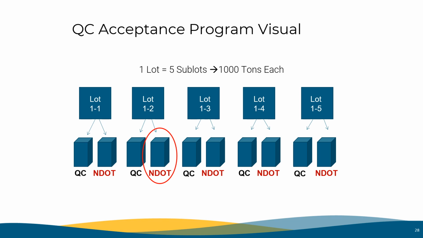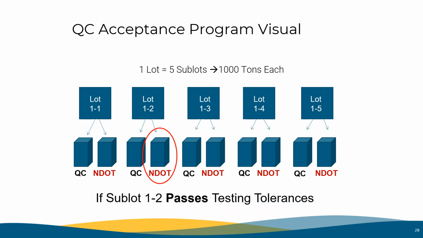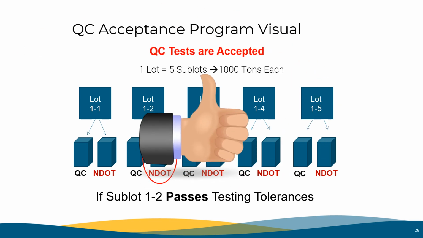Now the NDOT split sample 1-2 is submitted to the NDOT lab for verification testing. If the NDOT QA test results correlate with the contractor QC results, then the entire 5,000-ton lot QC test results are accepted, and their results will be used for calculating pay factors for the entire 5,000-ton lot, and the remainder of the split samples can be discarded.